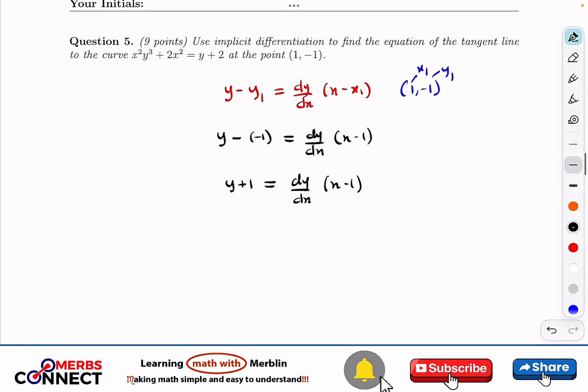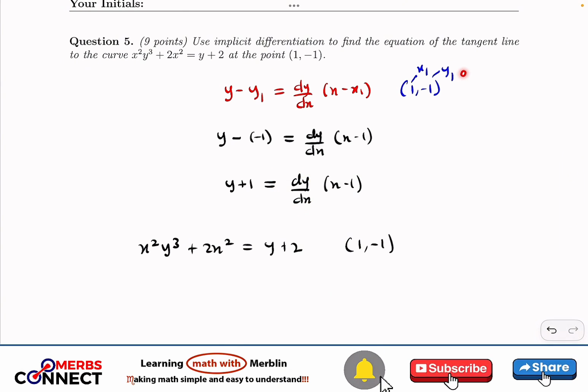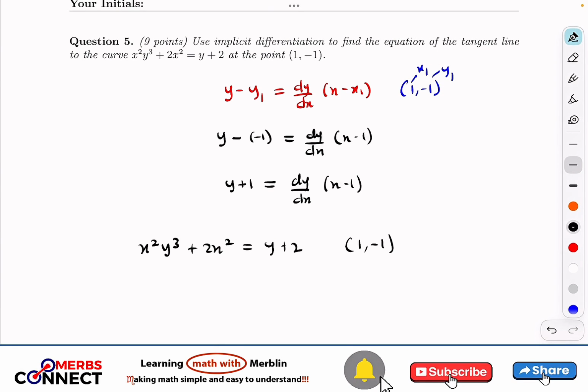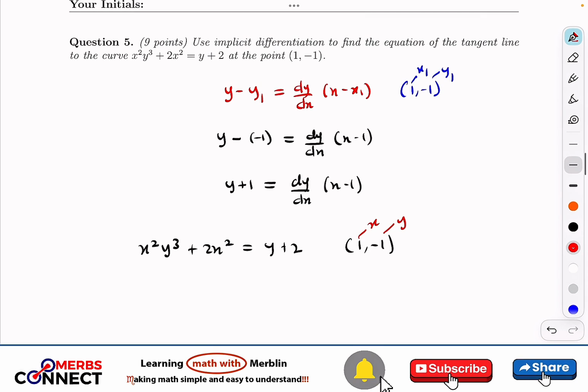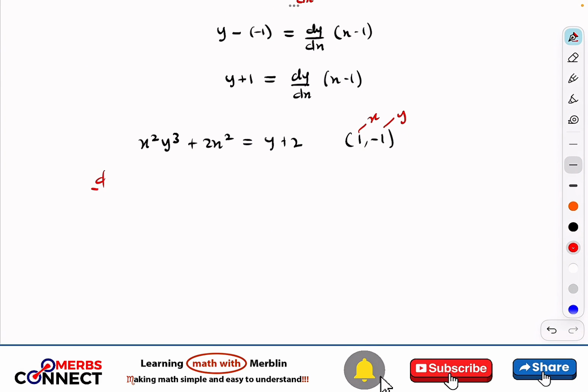Good. So now let's come here. x squared y cubed plus 2x squared is equal to y plus 2 at the point 1 and minus 1. Now, when we are coming to look for the slope, the point changes from x1, y1 to x and y. So pay attention to that. Then, since I'm taking dy over dx, I need to take d over dx on this side, and then take d over dx on this side too.